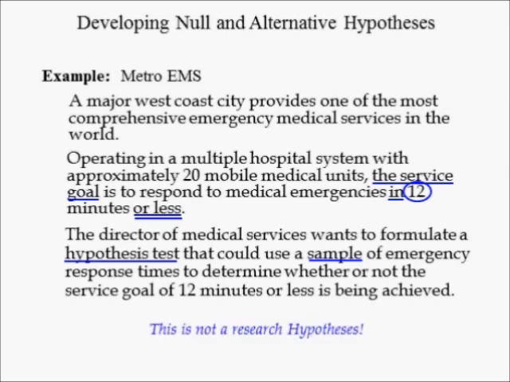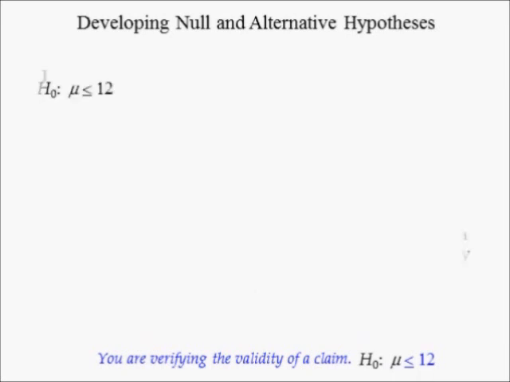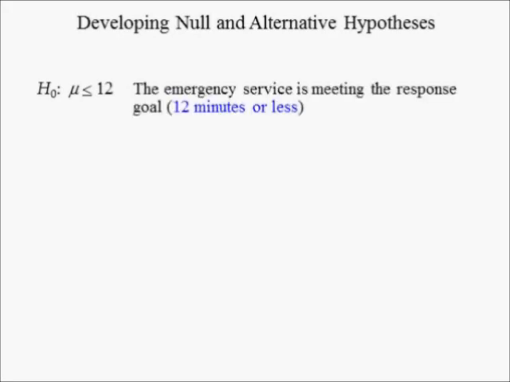This is not a research hypothesis. You are verifying the validity of a claim. Hence, the null hypothesis is population mean, mu, is less than or equal to 12 minutes. If the null hypothesis is population mean mu is less than or equal to 12 minutes, then the emergency service is meeting the response goal of 12 minutes or less.